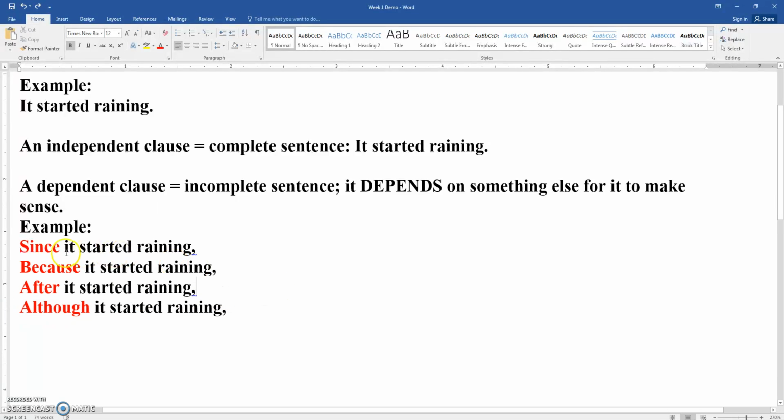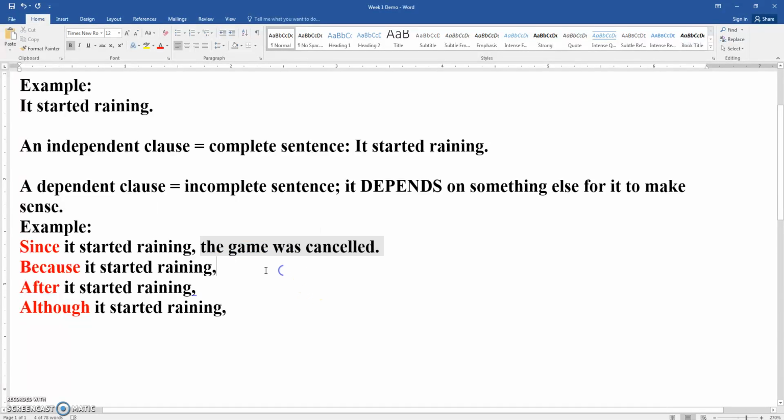As soon as you add a conjunction like this to an independent clause, it turns that independent clause into a dependent clause. You need something else in this group of words for it to be a complete thought. Since it started raining, the game was canceled.